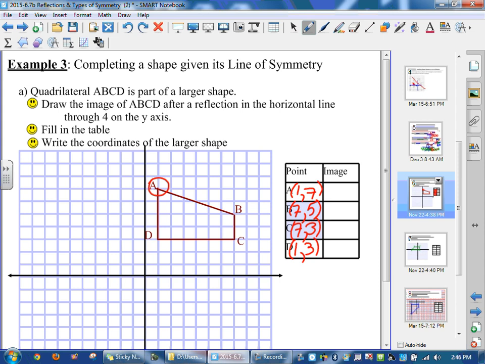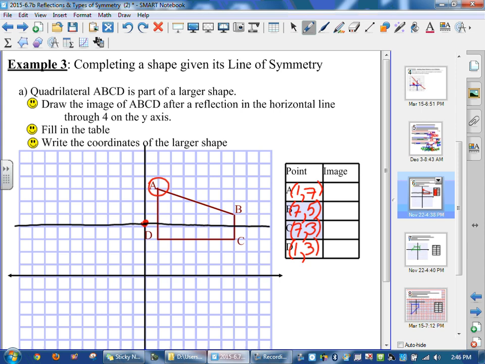So I'm going to find number 4. There's 4. And now I'm going to draw my reflection line. Here's my reflection line. Now these ones are kind of easy to do. These are the easy ones. All we have to do now is take each point and count how far away from the line it is. And then we go that opposite direction.